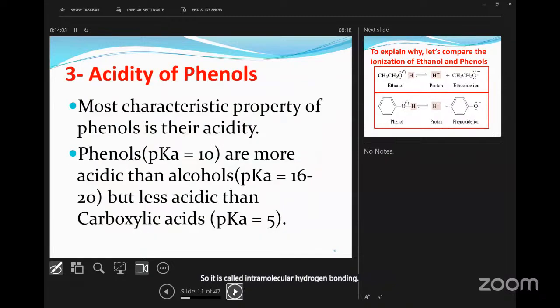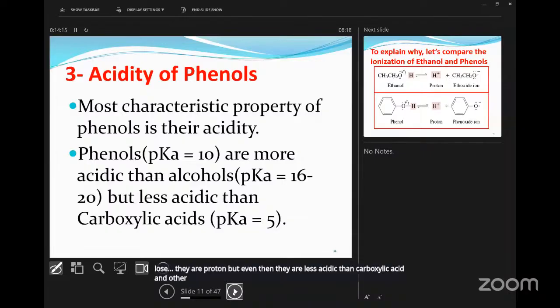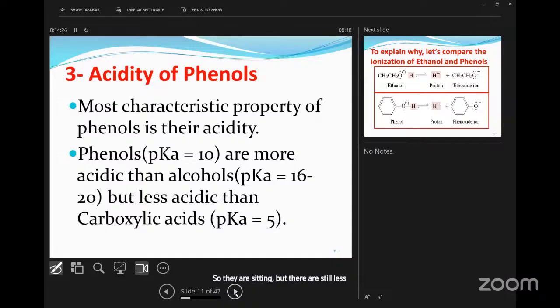Then acidity of phenol, like I said, I've mentioned it already, they are acidic because they can lose their proton. But even then, they are less acidic than carboxylic acid and other acids, because carboxylic acid has a pKa of 5, phenol has a pKa of 10. So the lower the pKa, the more acidic a compound is. So they are acidic, but they are still less acidic than carboxylic acid.